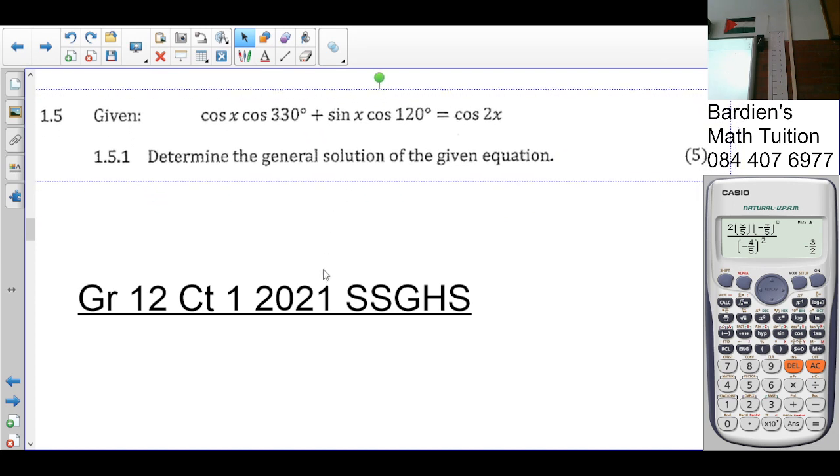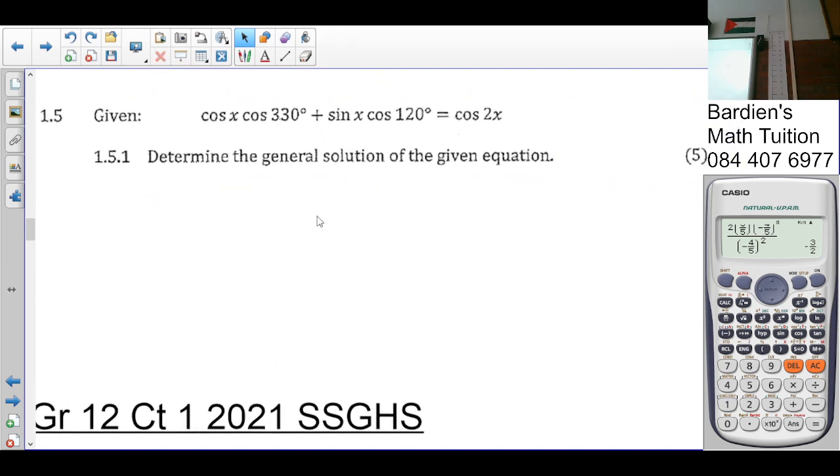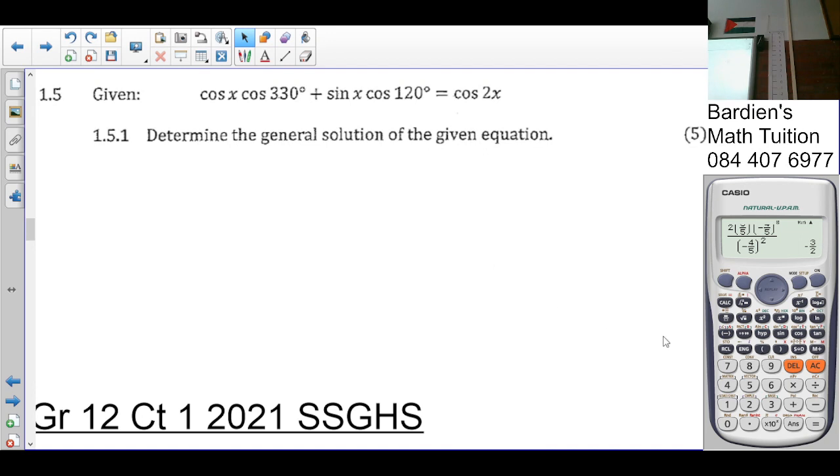Now we are given this here. We are given cos of 330 plus x, cos 330 plus sin x sin cos 120 is equal to cos 2x. Determine the general solution of the given equation. So what is the first thing? I know we guys we didn't do this yet, no? Thank you. We're going to reduce that to? What are we going to reduce that to? Yes, good stop.